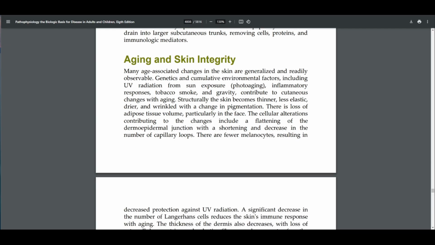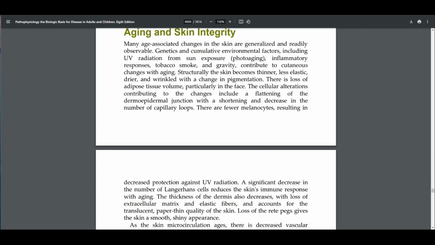Aging and skin integrity. Many age-associated changes in the skin are generalized and readily observable. Genetics and cumulative environmental factors, including UV radiation from sun exposure, inflammatory responses, tobacco smoke, and gravity, contribute to cutaneous changes with aging. Structurally, the skin becomes thinner, less elastic, drier, and wrinkled, with a change in pigmentation. There is a loss of adipose tissue volume, particularly in the face.